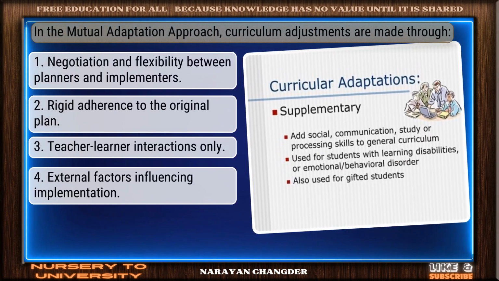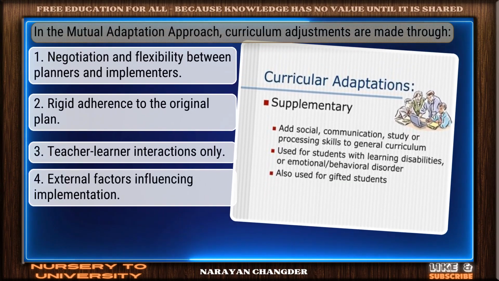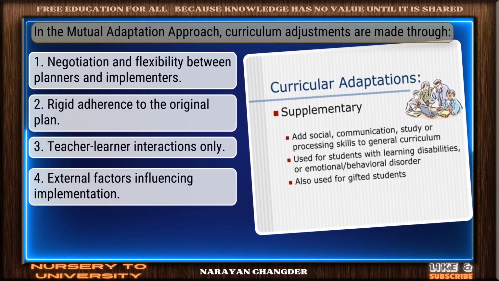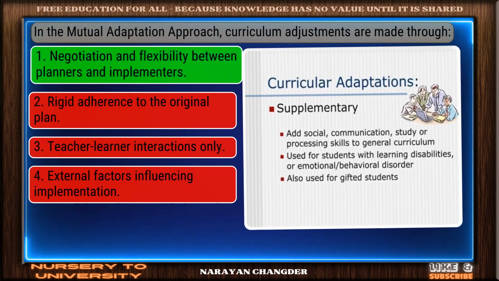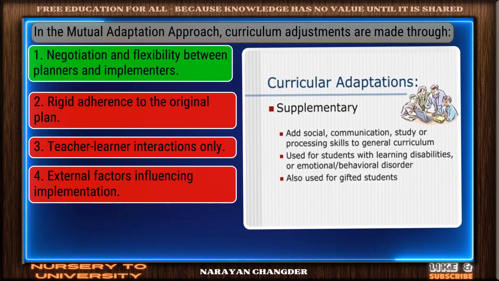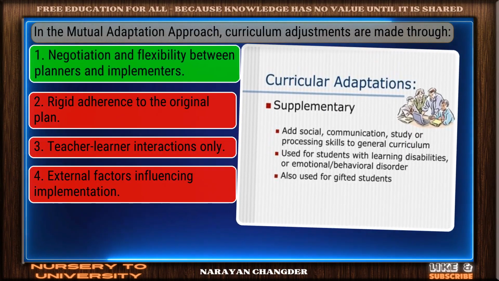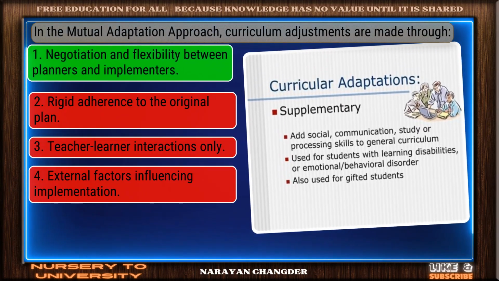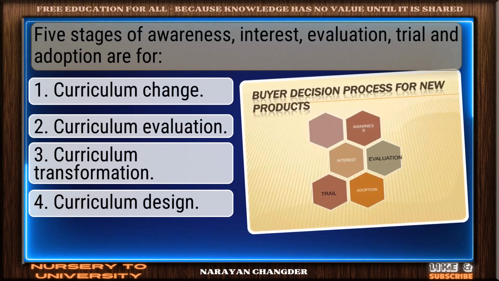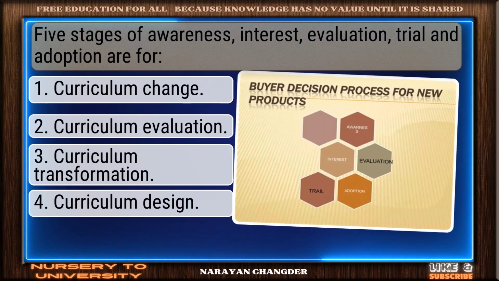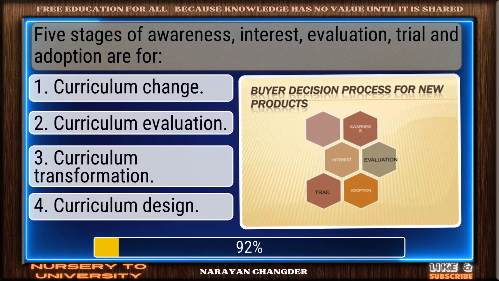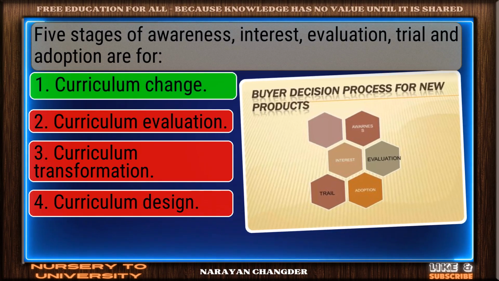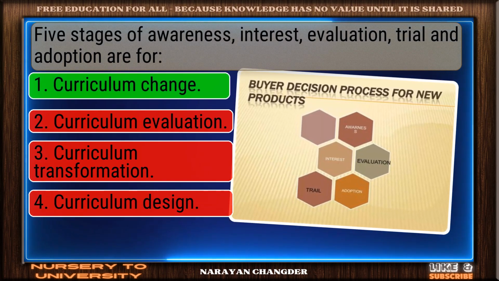In the mutual adaptation approach, curriculum adjustments are made through... Excellent choice. Negotiation and flexibility between planners and implementers is the right answer. Five stages of awareness, interest, evaluation, trial, and adoption are for... Right again. Curriculum change is a valid answer.